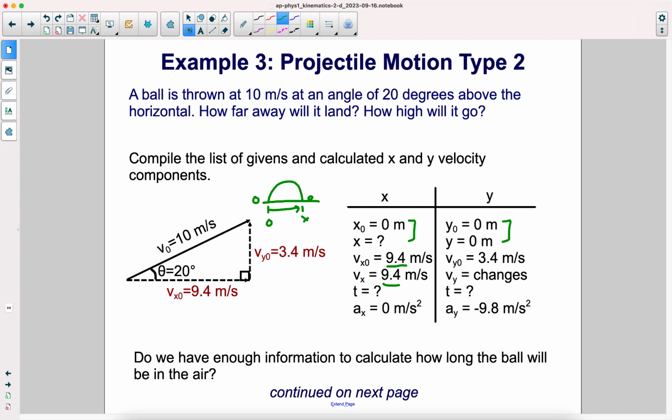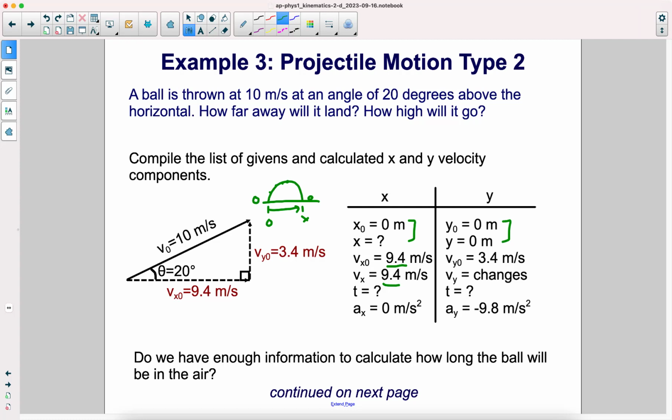However, in the y dimension, it starts out with an initial velocity of 3.4. It will get smaller and smaller till it reaches the top, where the y component of the velocity will be 0. Then it will speed back up as it falls. So it will be changing throughout the flight. This is due to the force of gravity providing an acceleration of negative 9.8 meters per second squared.